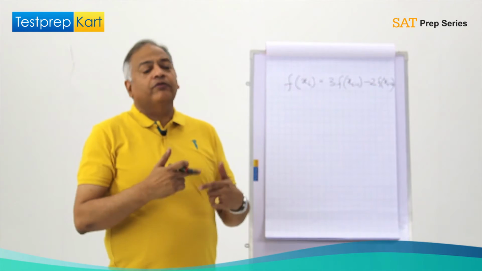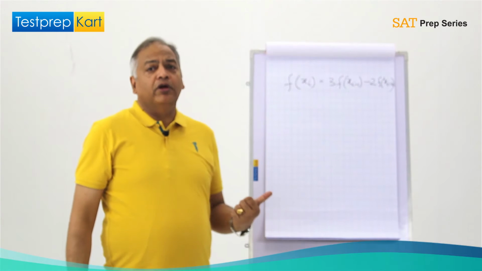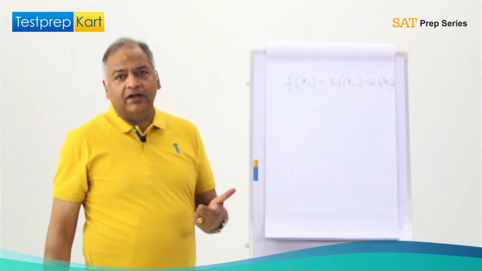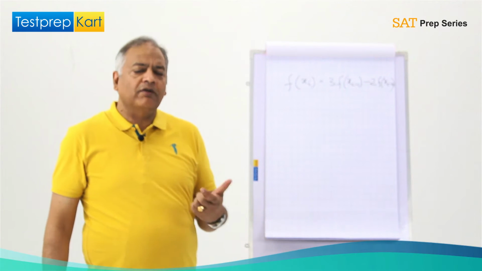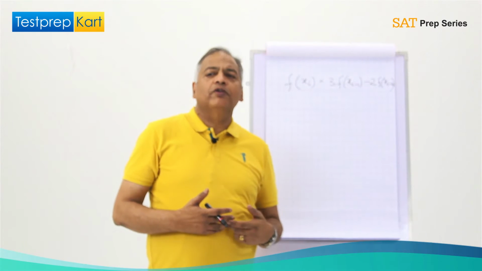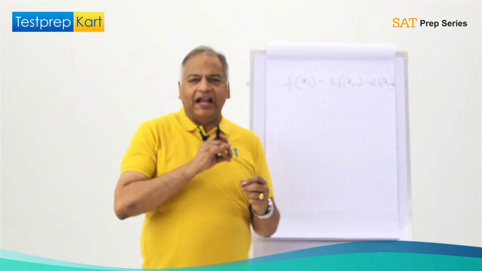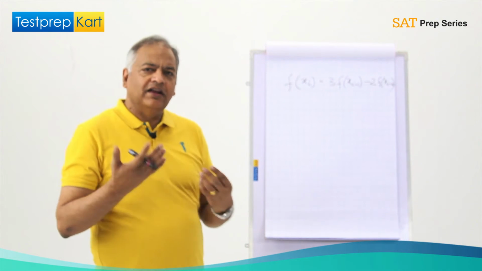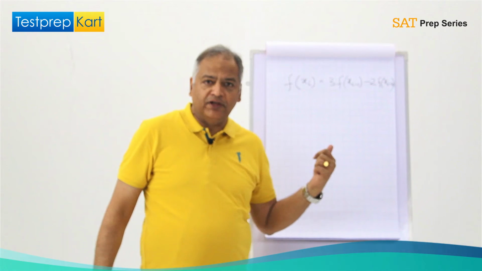In order to find the value at a particular point, it's not possible to directly calculate it. Normally, when you have a normal function and you want to find the value of the function at a particular point, you directly substitute it on the right hand side and get the value. It's not so in this type of function.